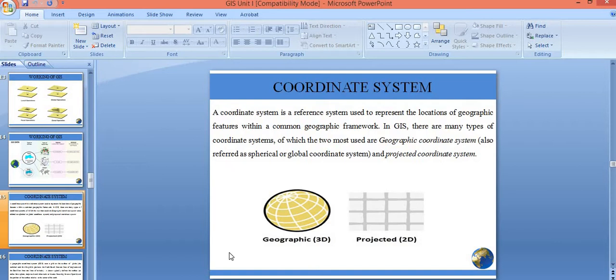The main difference is, as you could see in the slide, the geographic coordinate system is a three-dimensional representation, whereas the projected coordinate system is a two-dimensional representation. Okay, so that's the main difference. Sometimes the geographic coordinate system is also referred to as global coordinate system. Okay, fine.